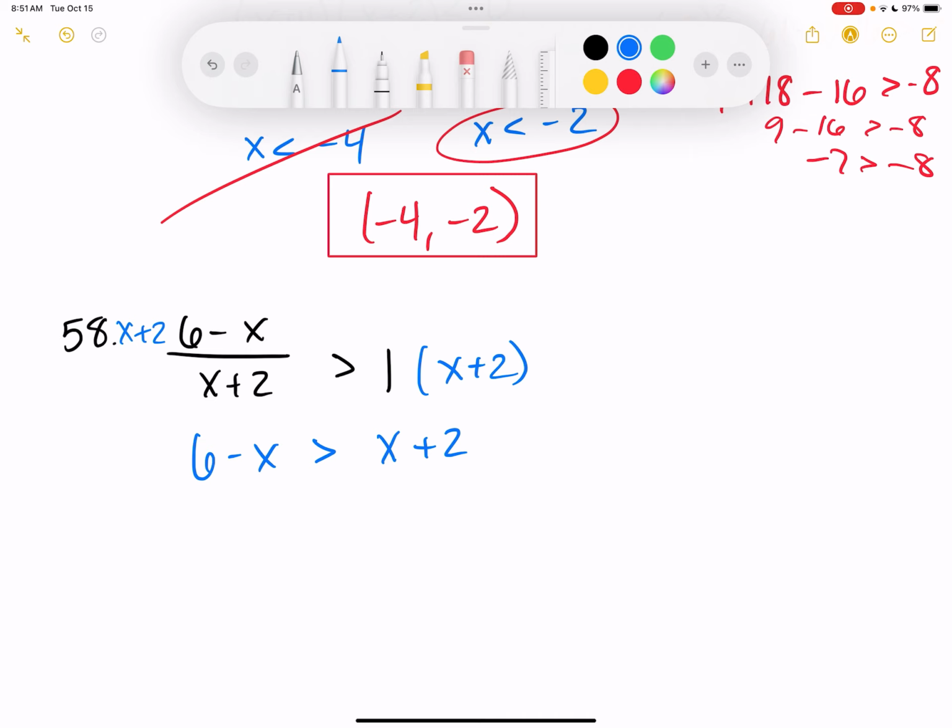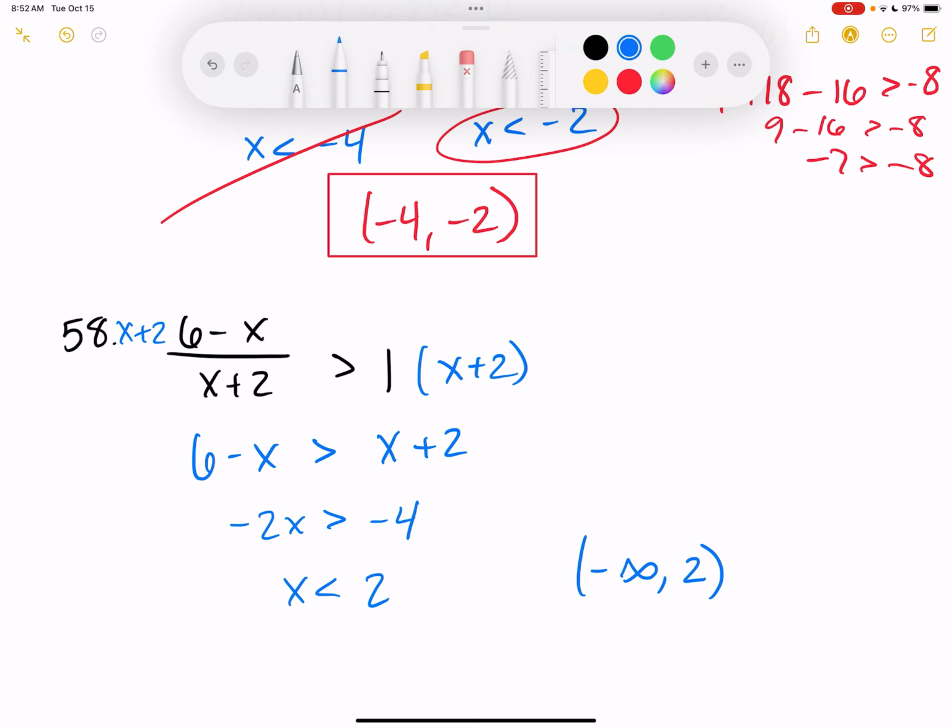And as soon as I do that, I'm back to the stuff that looks like what I initially started the section out with. And so I'm going to move this x over, move this 6 over here. So I'm going to have negative 2x is greater than negative 4. Divide by the negative 2, so I have x is less than 2, so I had to flip the inequality. So x is less than 2, so my answer is negative infinity to 2.